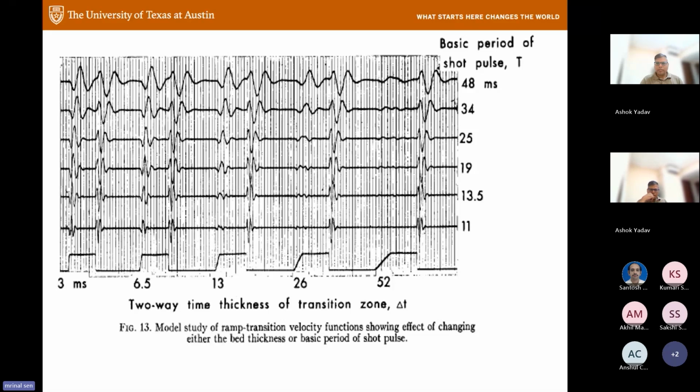So what I'm showing you here is a layer with two interfaces and one layer. And here, what has been done is that this jump in velocity from layer 1 to layer 2, this is a sharp jump. And as you go from left to right, we have actually made it more and more gradual.